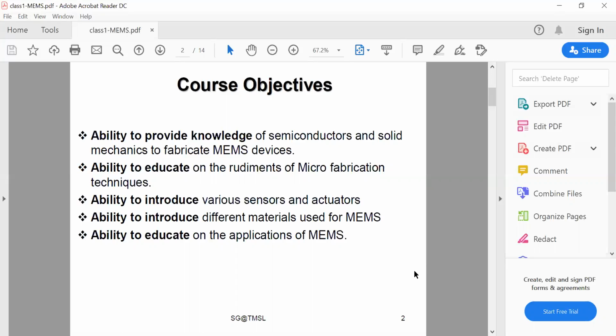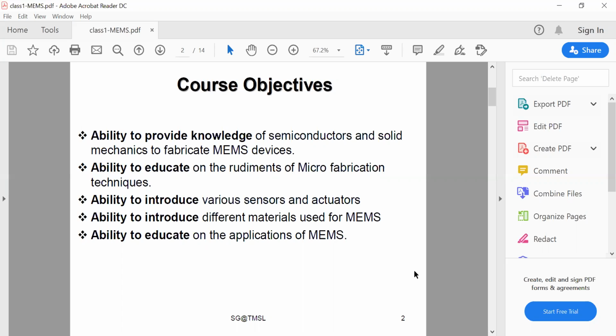That is the basic techniques. How can you fabricate the device? Several techniques are involved so that you can educate others to know the process. Third is the ability to introduce various sensors and actuators, because a smart system needs the basic devices called sensors and actuators. Fourth is the ability to introduce different materials used for MEMS. To design MEMS based devices, which are MEMS sensors or MEMS actuators, you need to find the right material. So you must be familiar with the different materials used in MEMS.